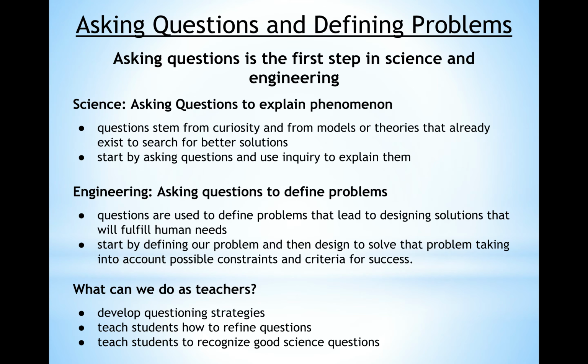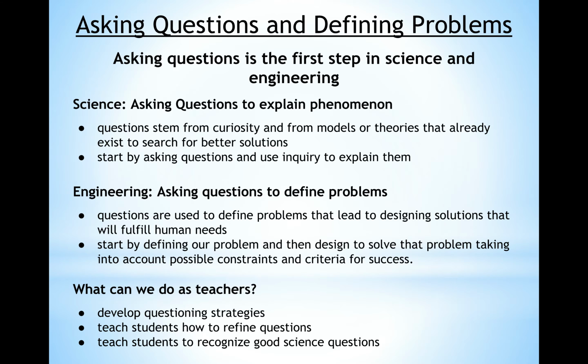In science, we ask questions to explain phenomena, and in engineering, we ask questions to define problems that will lead to designing solutions that will fulfill human needs. Scientific questions are distinguished from other types of questions in that the answers lie in explanations supported by empirical evidence, including evidence gathered by others or through investigation.